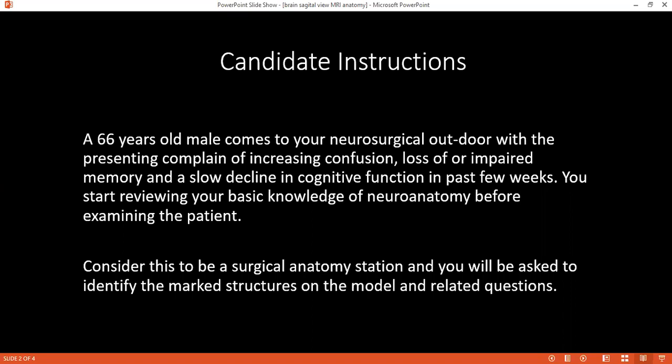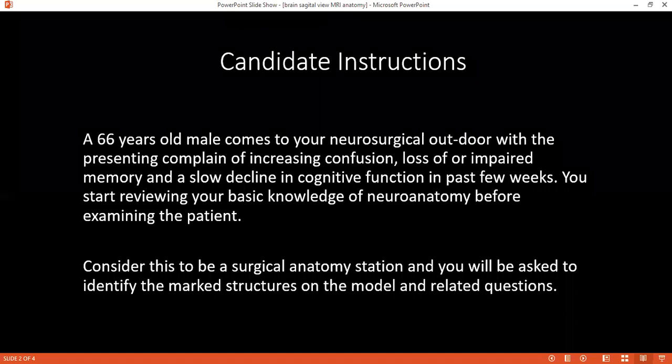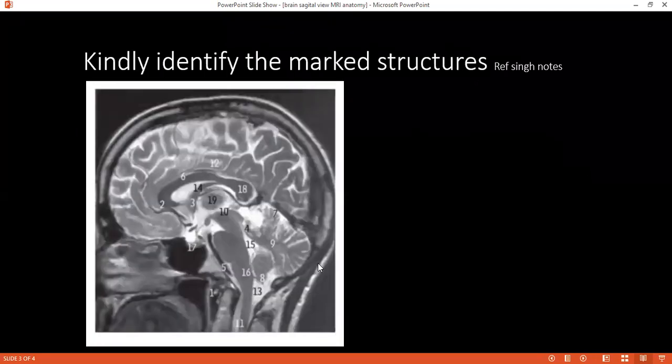Right, so if you have read and understood, considering it a surgical anatomy station, kindly tell me if you can identify these structures. Can you tell me what 2 is, please? What kind of image are you looking at first? Ma'am, it's an MRI of a brain. Which view? It's sagittal. Can you please identify number 2? Ma'am, it's a corpus callosum.